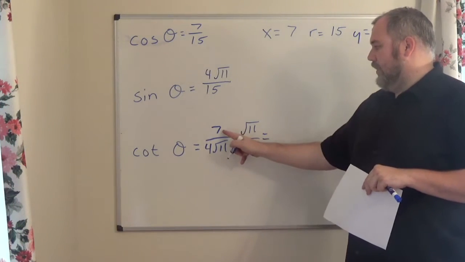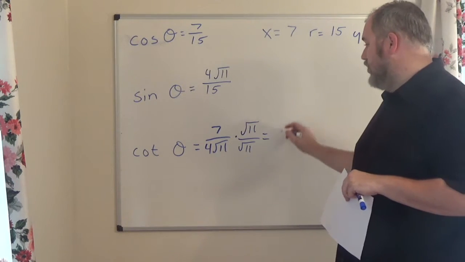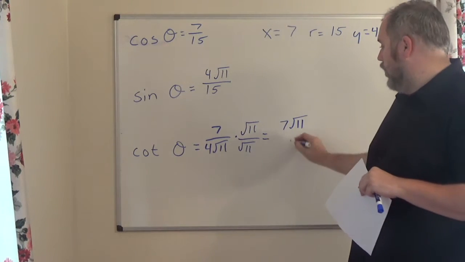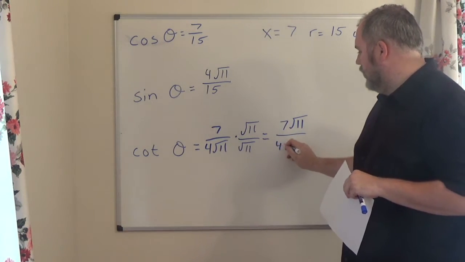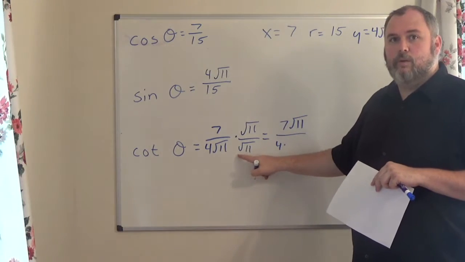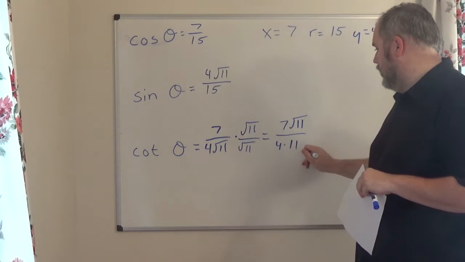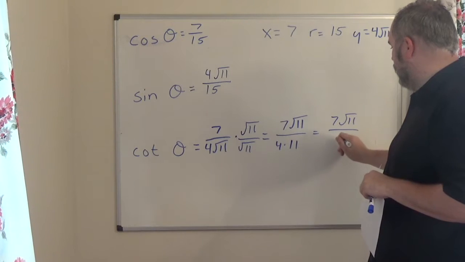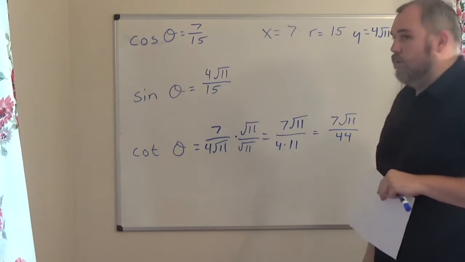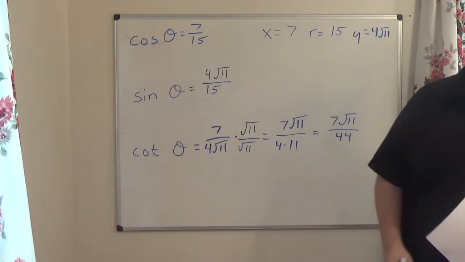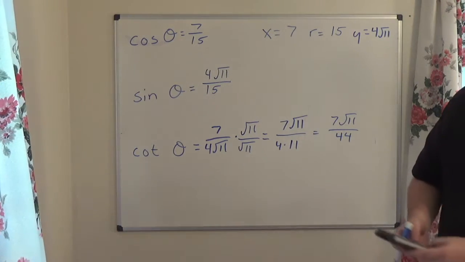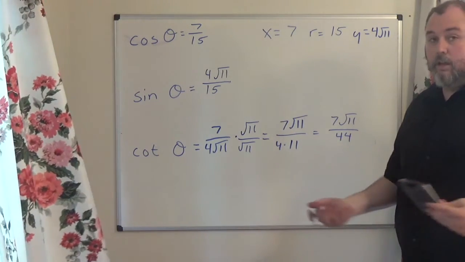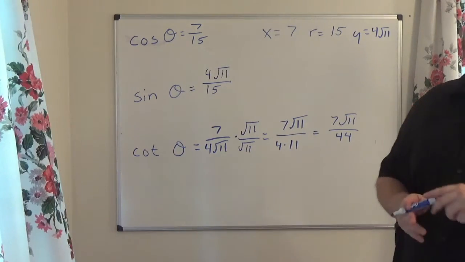When I do, 7 times the square root of 11 over 4 times, well, the square root of 11 times the square root of 11 is 11. So now we have 7 times the square root of 11 over 44. Well, can we simplify this anymore? I'm pretty sure we can't, but I'm going to double check. Nope, we can't simplify it anymore. This is as far as we can take it.